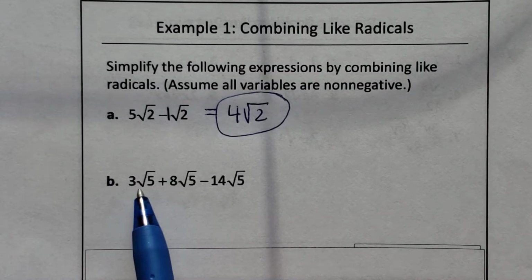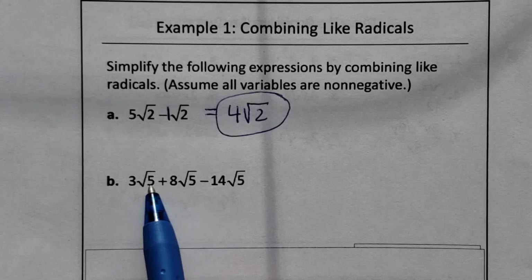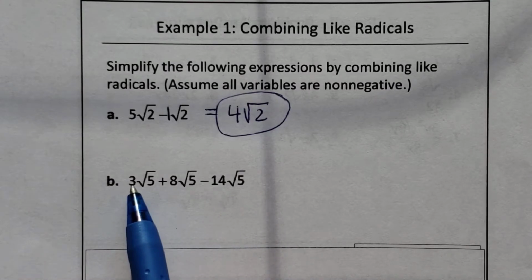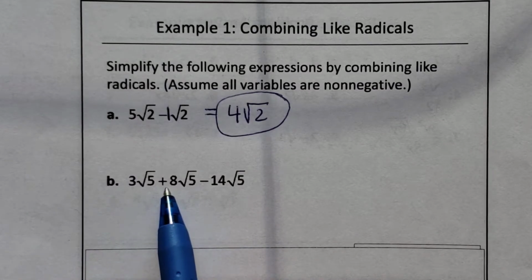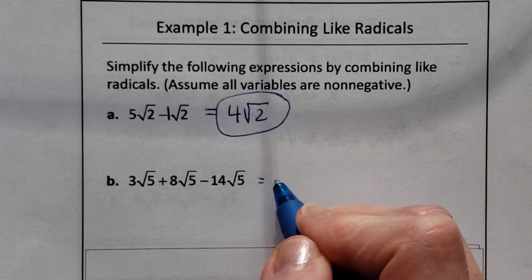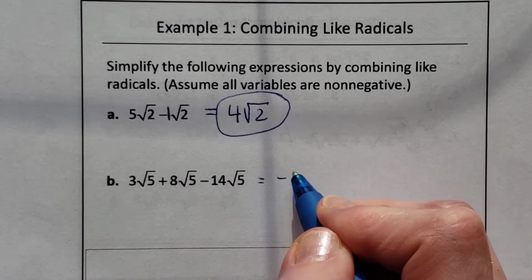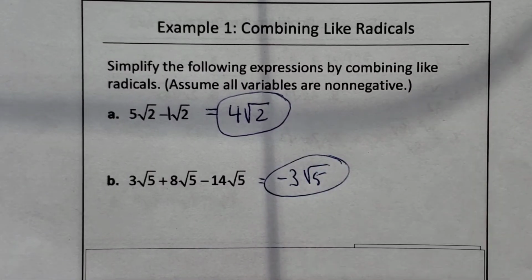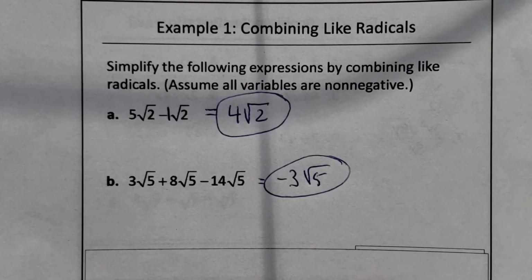All right, so in letter B, they all have a square root of 5 attached to it. So here we're going to add 3 plus 8, which is 11. 11 minus 14 is negative 3 square roots of 5.